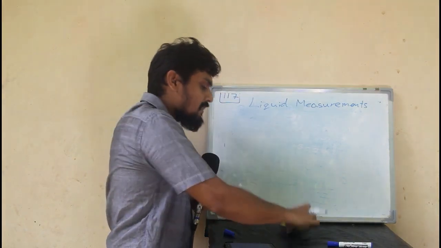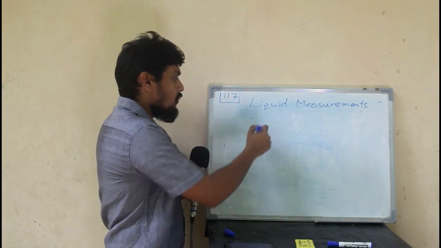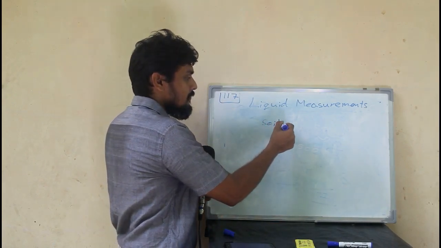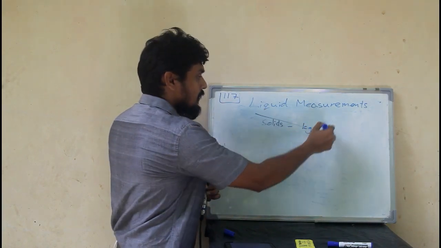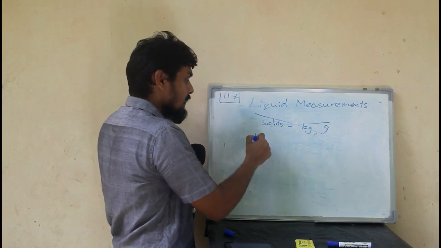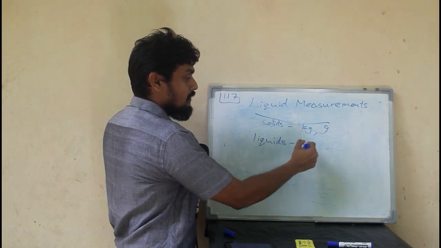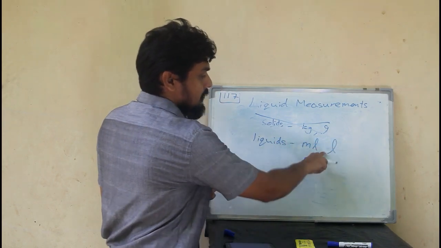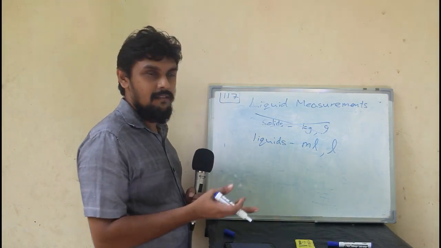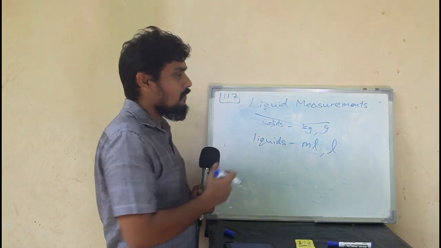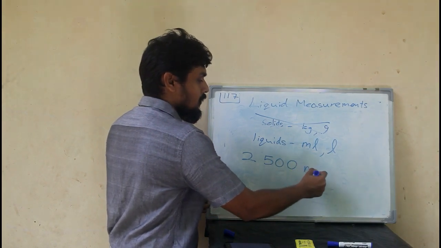We can't measure them exactly like solids. Solids we measure by kilograms and grams, but liquids we can't measure by kilograms and grams. Liquids we measure by milliliters and liters. I think you have already learned this in grades 5, 6, and 7.